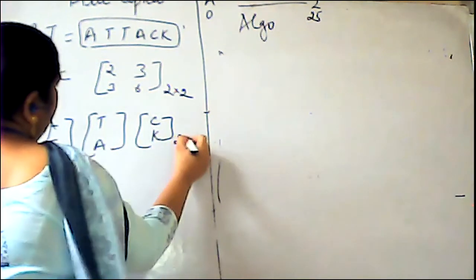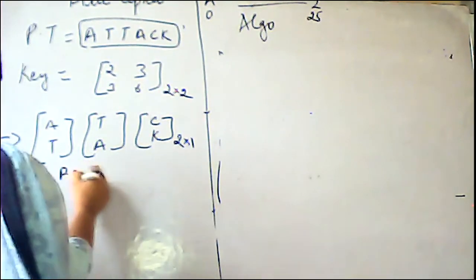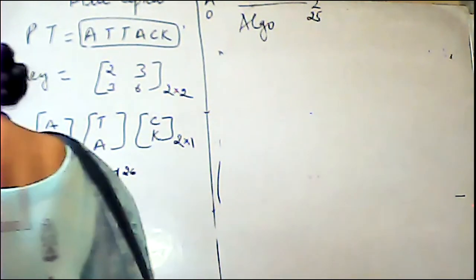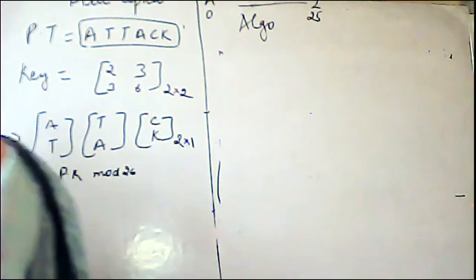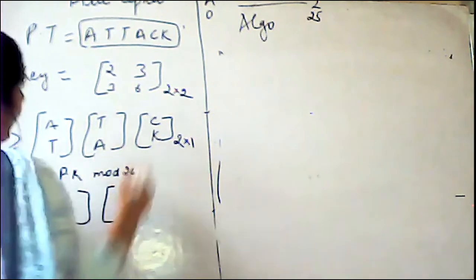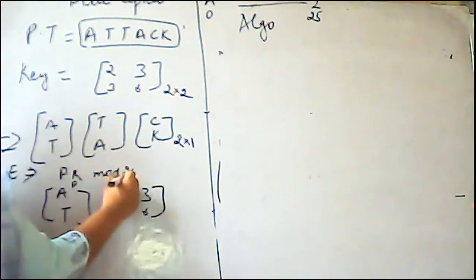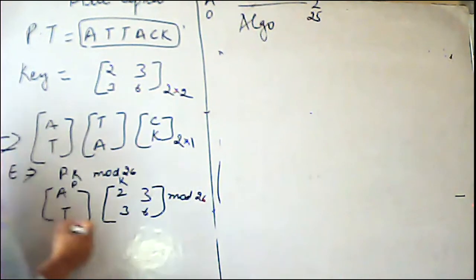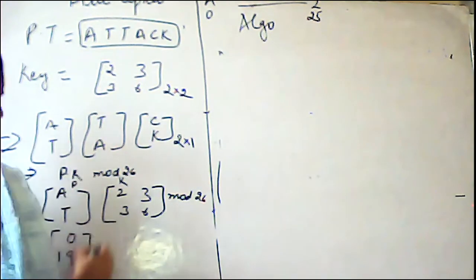Now this is 2 into 1. Okay. So you will take the key because we have written the formula P into K mod 26. So encryption starts here. So how it will be done? AT is to be multiplied with 2, 3 and 3, 6. Okay, so this is your plain text. This is your key. Then we will do mod 26. Okay, corresponding to A, we have value 0. Then corresponding to T, we have value 19 because S is having 18.